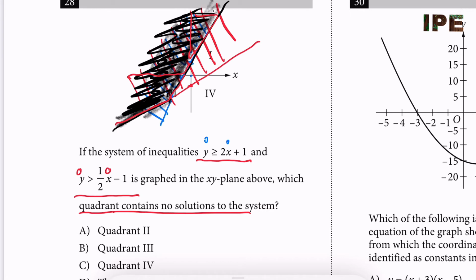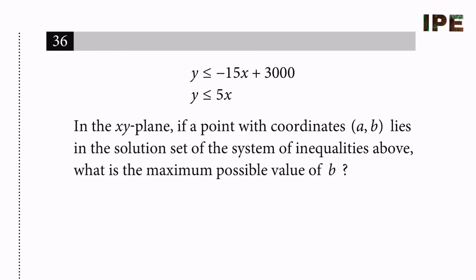So what is the answer? Number 36: y is less than or equal to negative 15x plus 3000, and y is less than or equal to 5x. And then (a, b) lies in the solution set. That means (a, b) is one of the solutions of the system of inequalities. So plug in a and b for x and y, that must be true, isn't it?